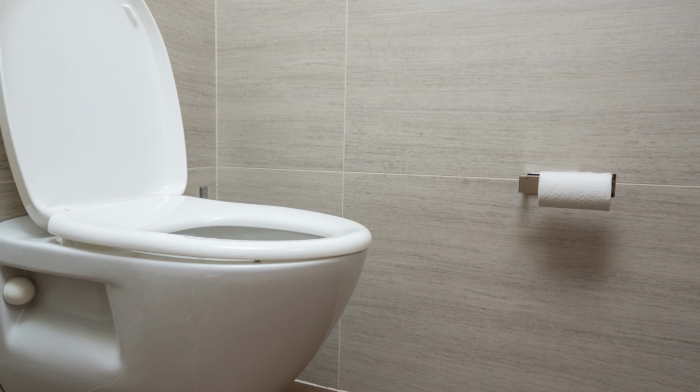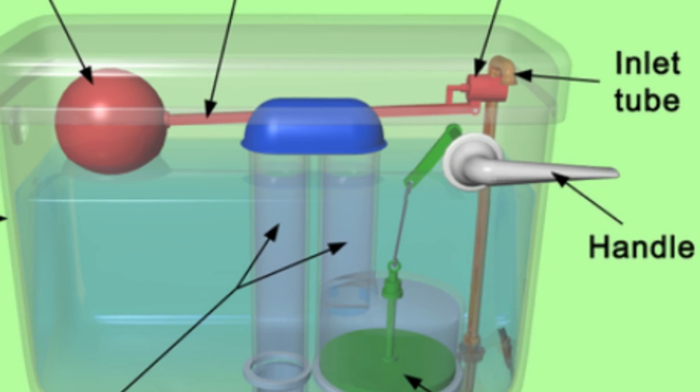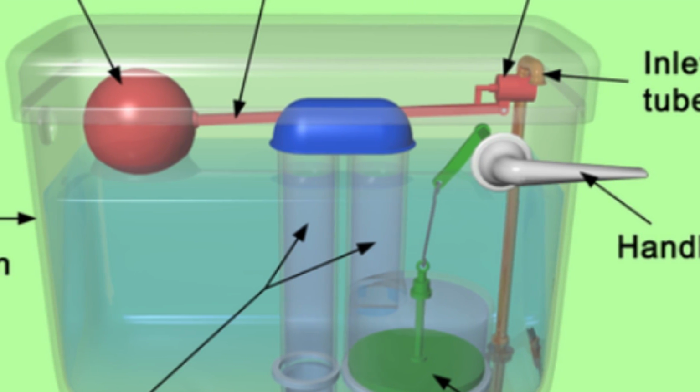Harington's invention was called the Ajax, and it was installed in his home and in the homes of a few wealthy friends. However, it wasn't until the late 19th century that the modern flush toilet became widespread.